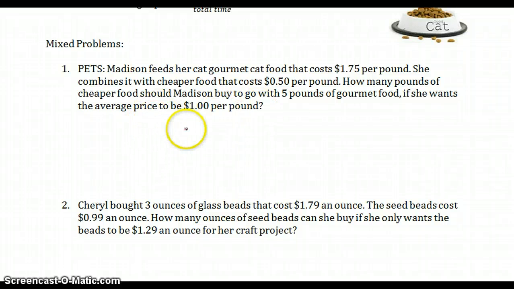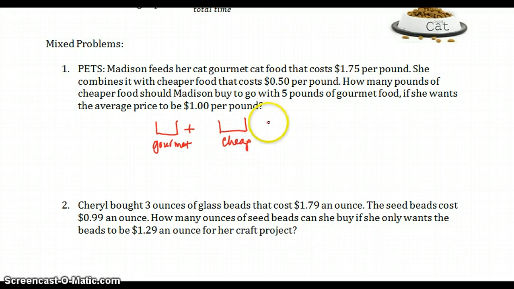So we can think of this as literally buckets. We have a bucket of the gourmet. We can even call this gourmet. And we have a bucket of cheaper. We'll call it cheap. And when we add the two buckets together, our new bucket, what she actually feeds her cat, is a combination of the gourmet and the cheap mixed together. So those are our mixtures.